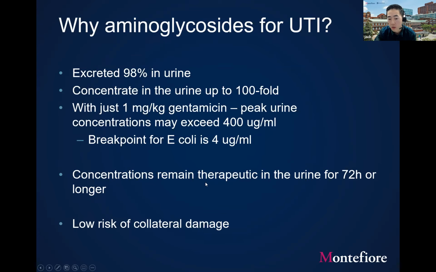So, back in the day, there was a good utility for this before we had Avycaz, Vabomere, Zerbaxa, all these. It's important to know that they don't cover anaerobes, gram-positive organisms, and then I remember BNPs, so Burkholderia, Neisseria, Proteus, Providentia, and Serratia. They don't cover. So they do have some holes.